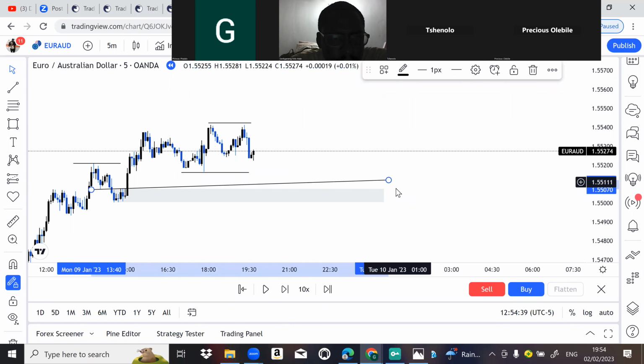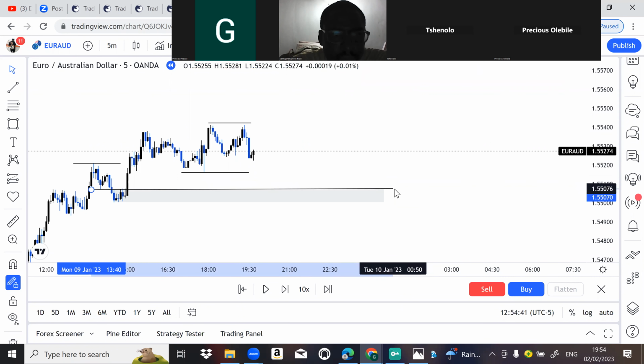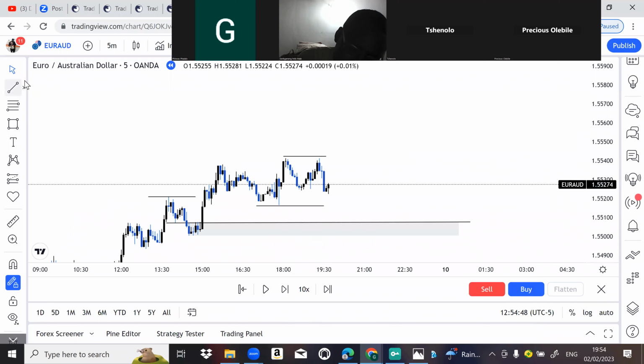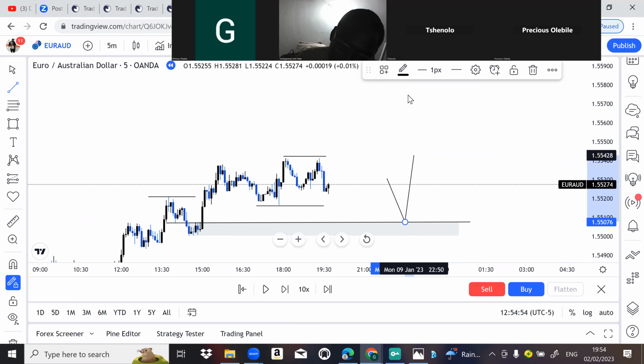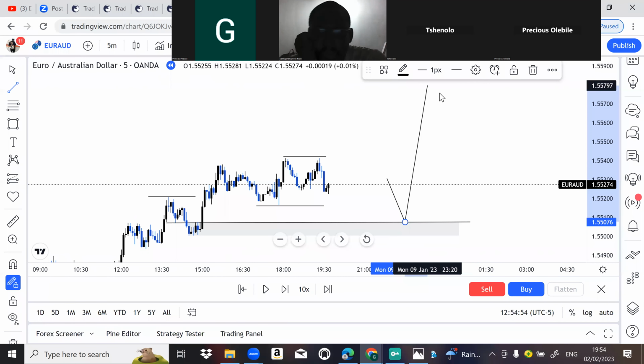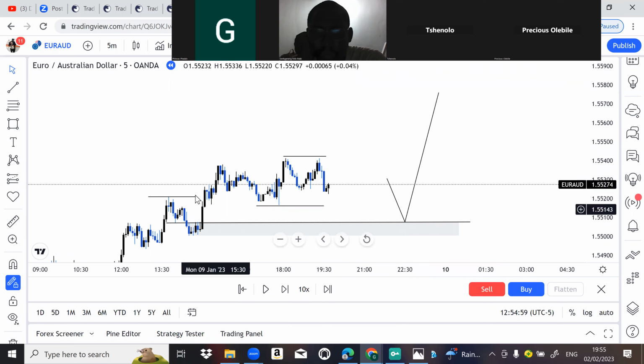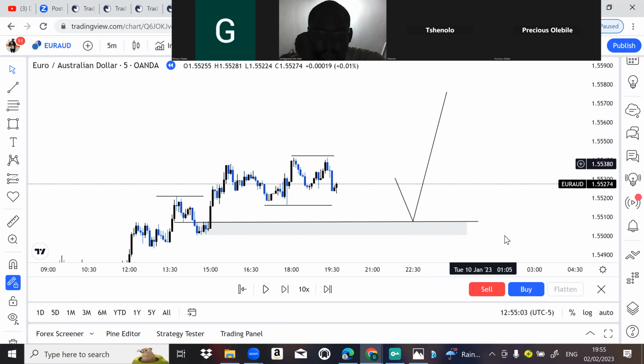Then I said, if your SH is in line with your OB, you can extend this line, then call it QML. QML stands for Quasimodo level. So this is an area where you can catch your sniper entries. So you wait for the price to return to this OB, then you can buy. Simple as that. QML, break of market structure, inducement. Then you buy.